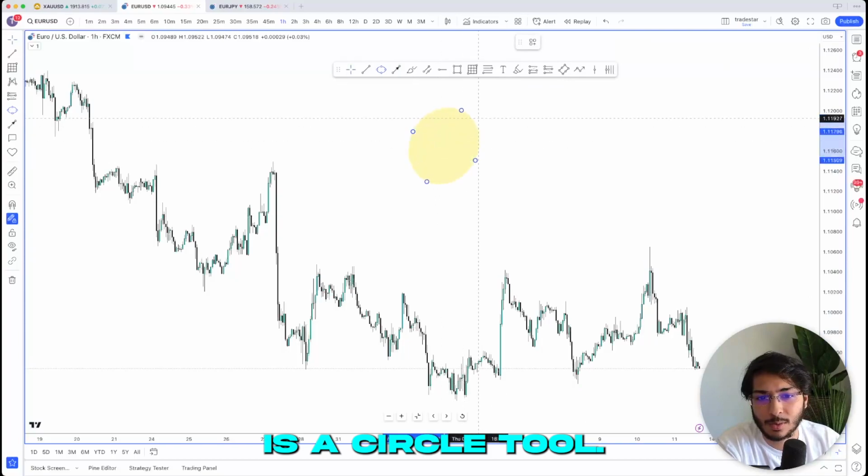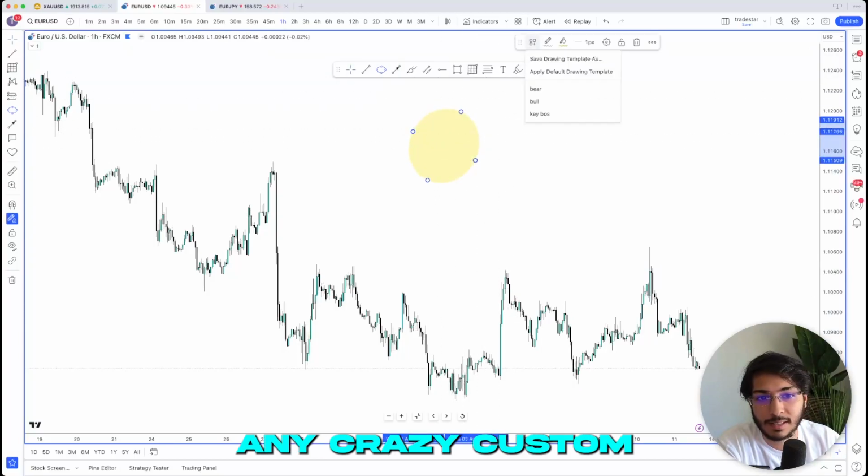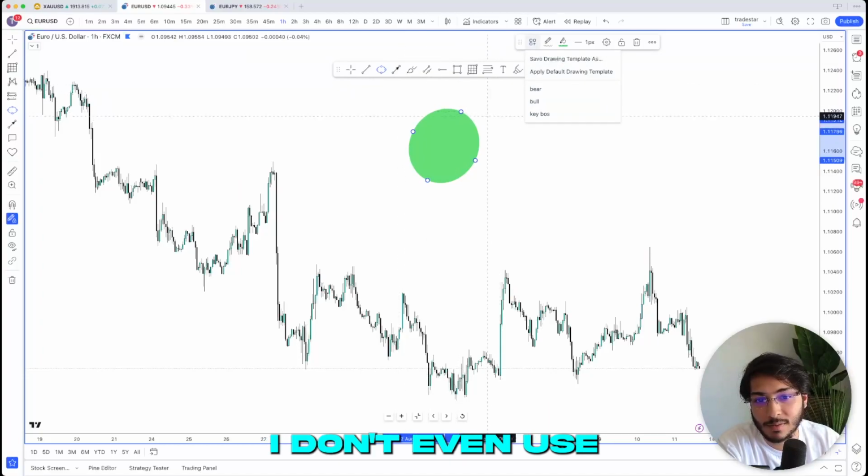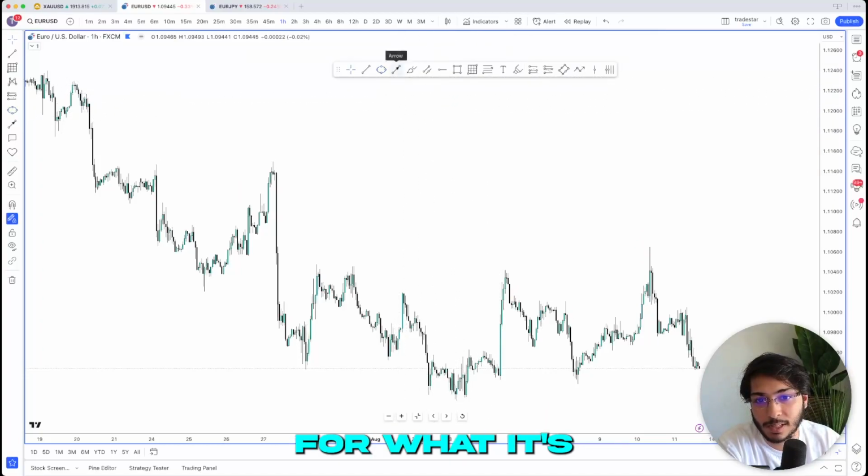Next tool is the circle tool. I don't really have any crazy custom settings on this. You can have a bear, you can have a bull, you can have key BOS. Like, I don't really have any settings. I don't even use the circle tool for what it's meant for.